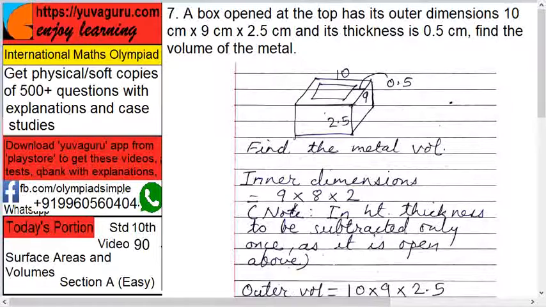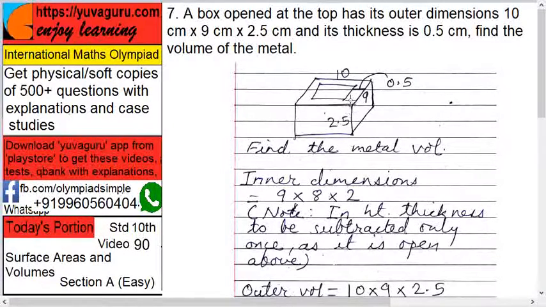Let's start. A box open at the top has its outer dimensions 10 cm by 9 cm by 2.5 cm and its thickness is 0.5 cm. Find the volume of the metal. See this, it is open at the top. So when you find the height, the outer dimension is what?